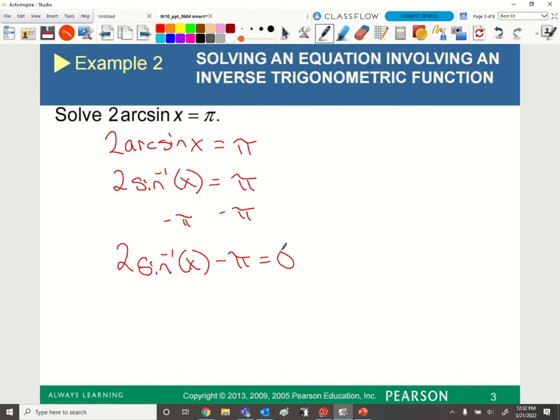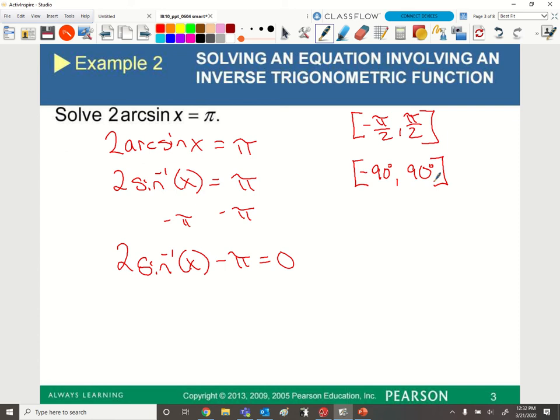Now the interval for this, so arc sine has a special interval. So if I go back and look at my notes or my reference sheet, it says the interval for arc sine is going to be from negative pi over 2 to positive pi over 2. Or if I'm doing this in degrees, negative 90 degrees and positive 90 degrees. That's on my reference sheet.